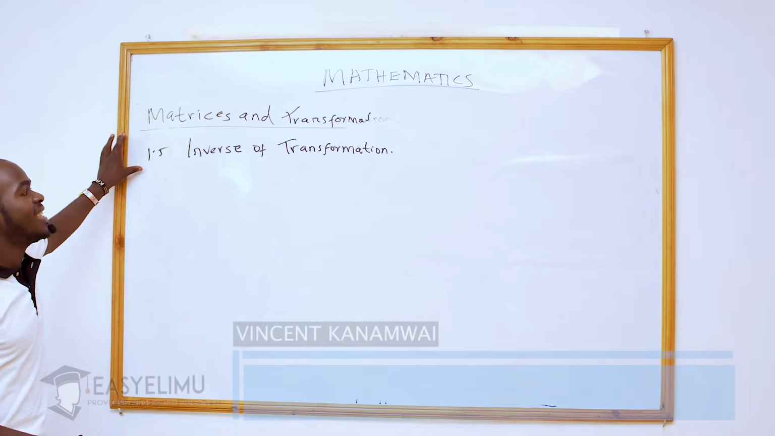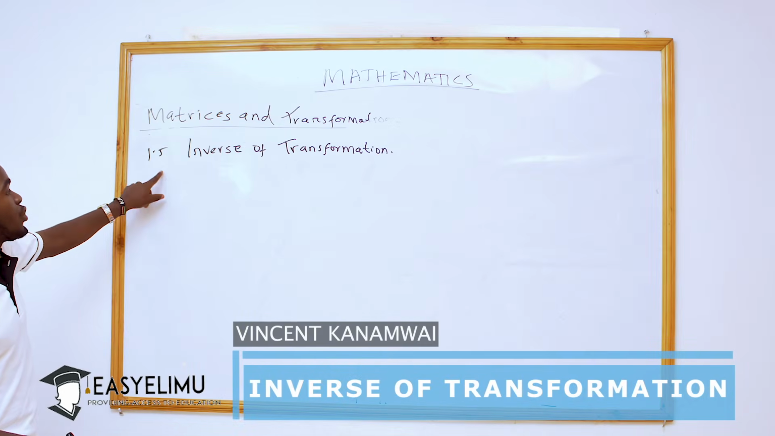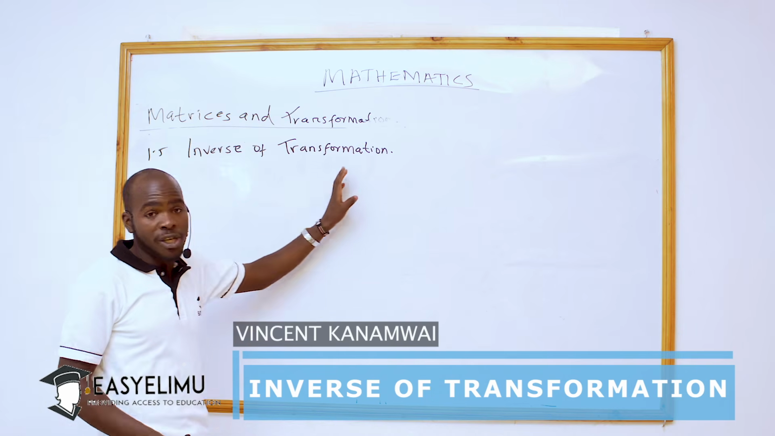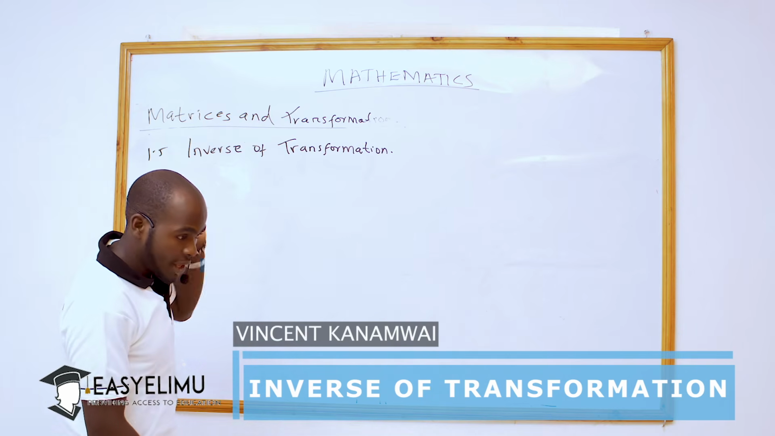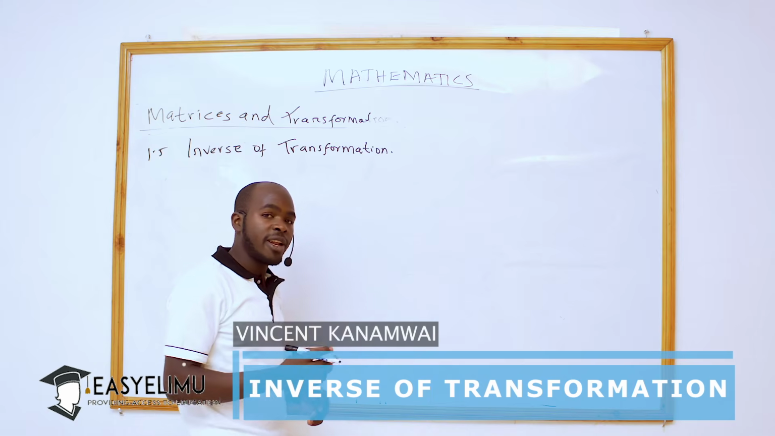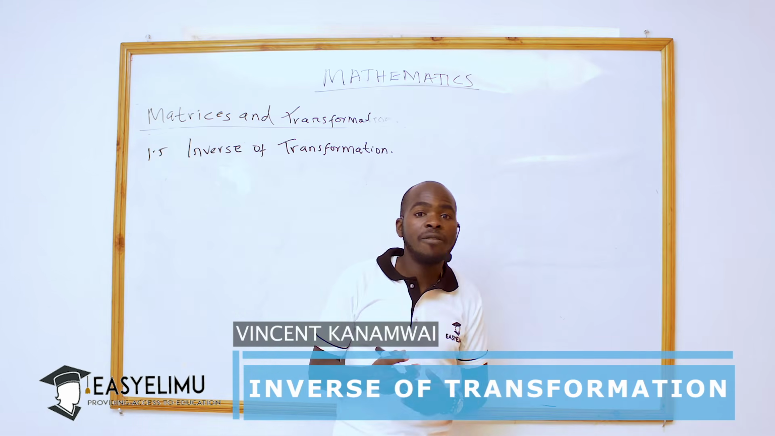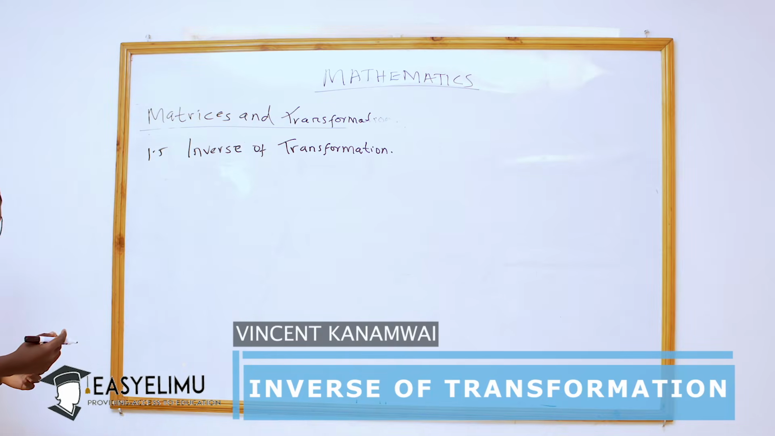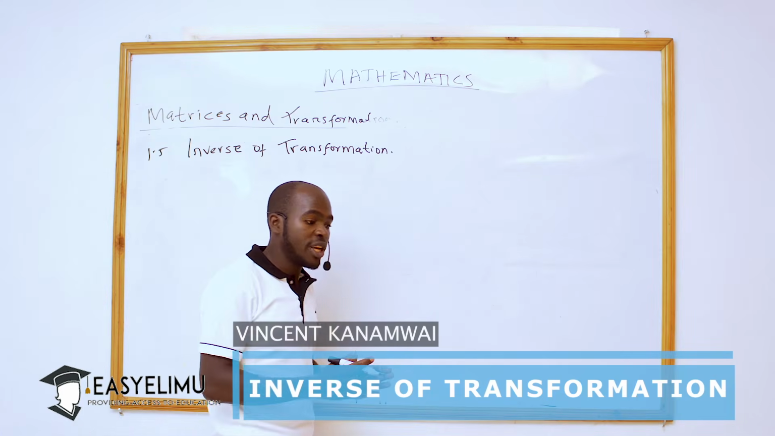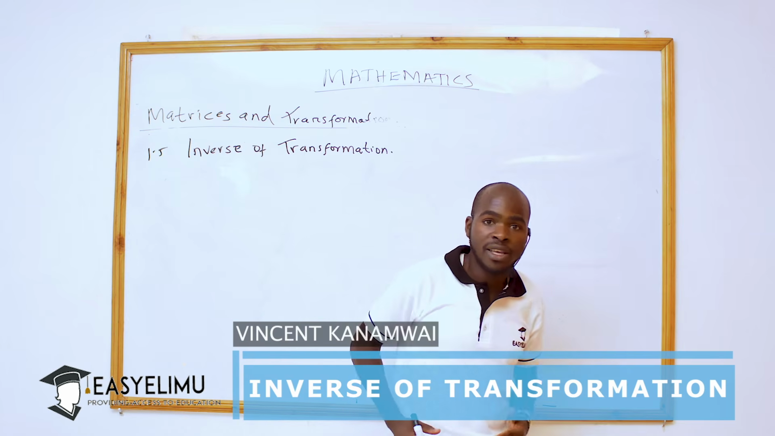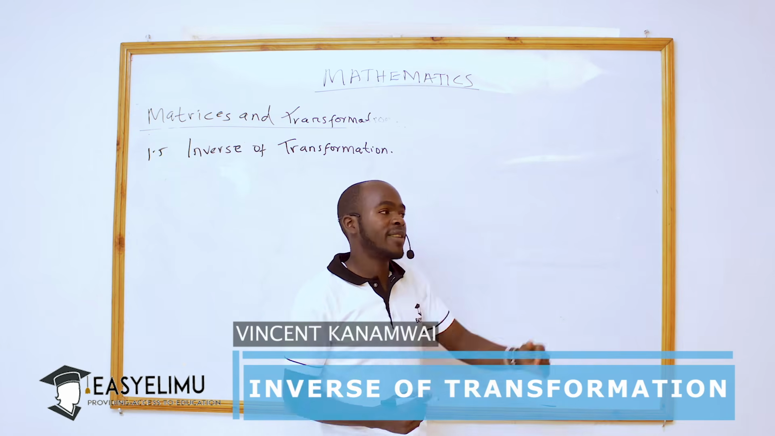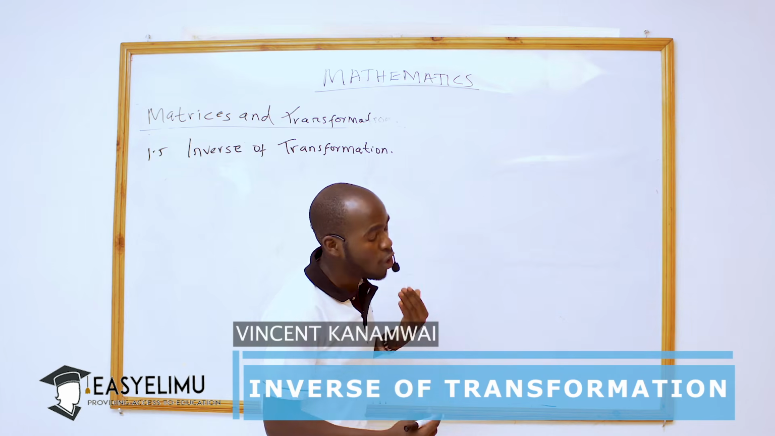Now we are going to pass through our fifth subtopic, that is inverse of transformation. Here we can see that given any kind of transformation, you can still find the inverse of that transformation. When you transform an object to a certain image, we can find a transformation which will map the same image back to the object.